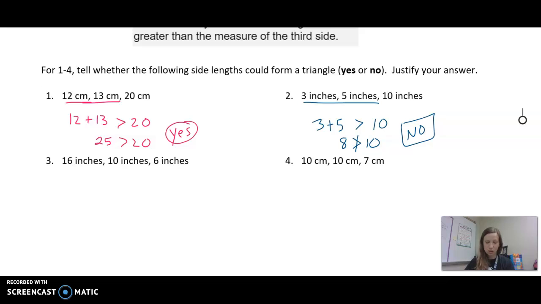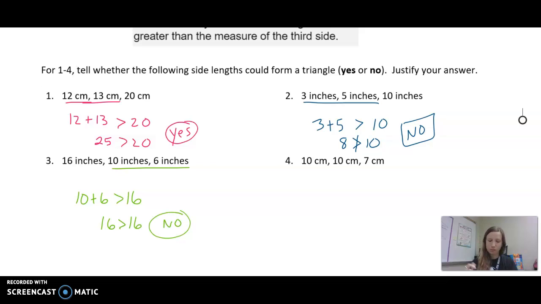Let's look at another one, number 3. So we have 16 inches, 10 inches, and 6 inches. So once again, I'm grabbing the two that are the smallest. 10 plus 6. Is it greater than the third side, which is 16? 10 plus 6 is 16. Is 16 greater than 16? No. 16 is equal to 16, but it can't be greater than itself. So therefore, this would not make a triangle either. It would be very close, but the number needs to be greater than the third side. And in this case, the sum of 10 and 6 is not greater than 16.